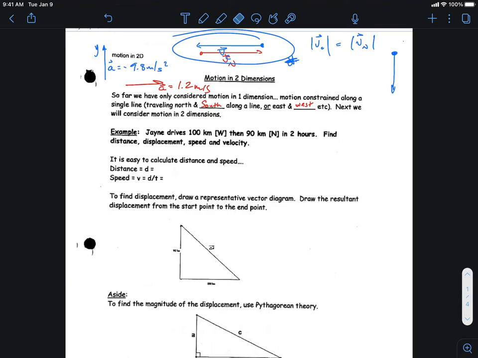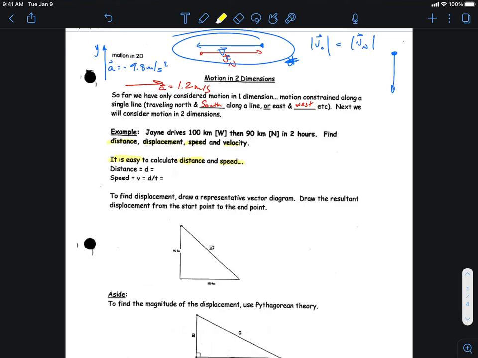So, for example, Jane drives 100 kilometers west and then 90 kilometers north in 2 hours, okay? And this question wants us to find distance, displacement, speed, and velocity. Now, we know it's fairly easy to calculate distance and speed, right? Because they are just scalar quantities, right? So we don't have to worry about the direction.